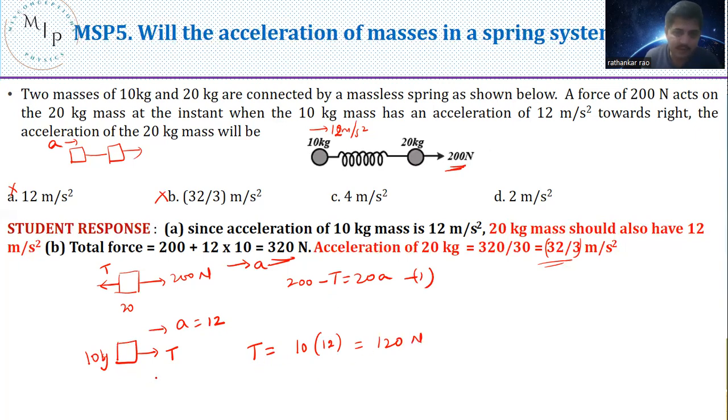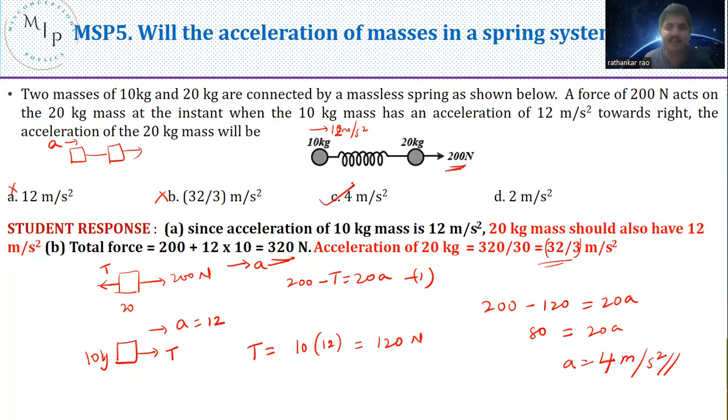Let us substitute it over here. When I do that, what do I get? I get 200 minus 120 is equal to 20a, or 80 is equal to 20a, or a should be equal to 4 meter per second square. So which is the right option? C is the right option.